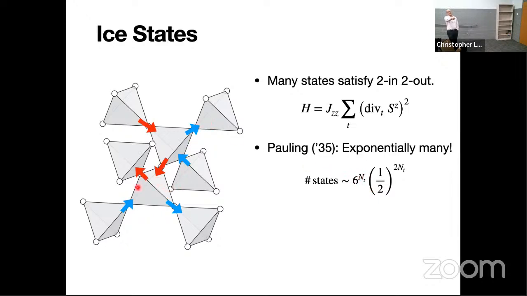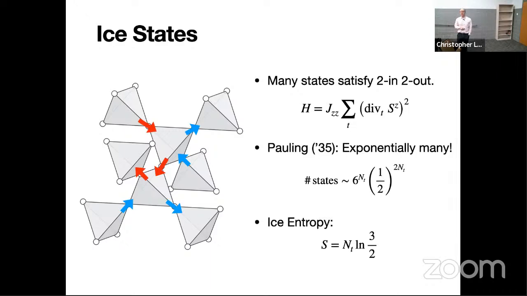For each tetrahedron, there are 4 spins, and there are 4 choose 2 ways to arrange the 2 pointing in and the 2 pointing out. That's 6. So that's 6 to the number of tetrahedra states. But then the neighboring tetrahedra have to agree. And if you randomly picked a 2 in, 2 out state on this one and a 2 in, 2 out state on that one, they would only agree with a probability of half. And so the constraints you have are a half to the 2n. Okay, and so you take a log and you get an entropy.